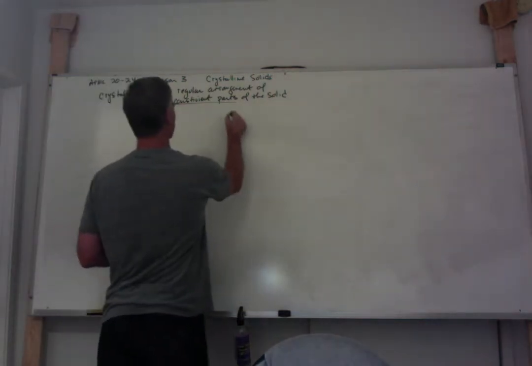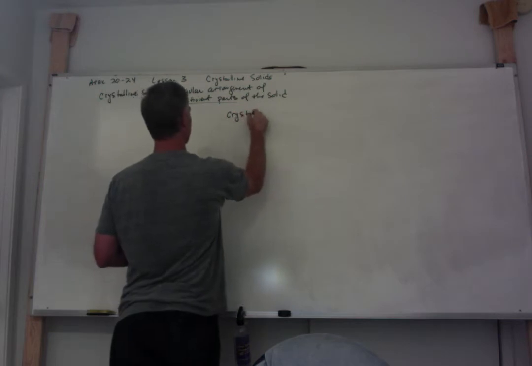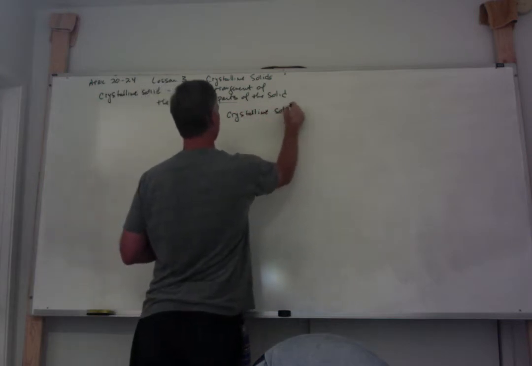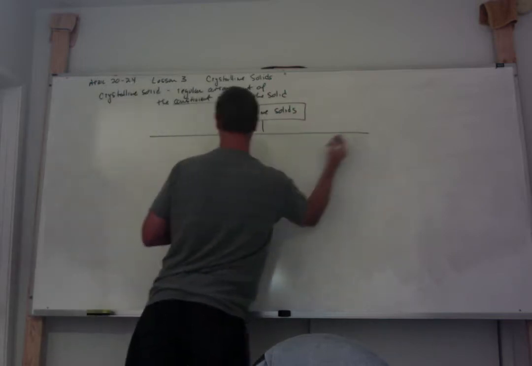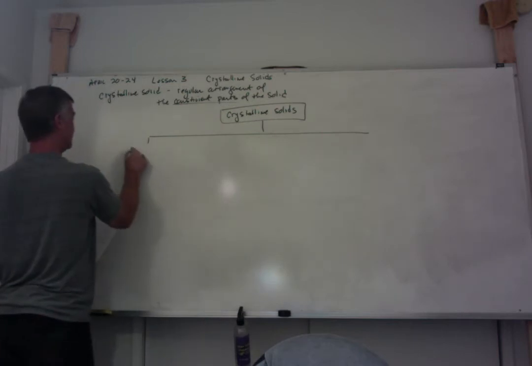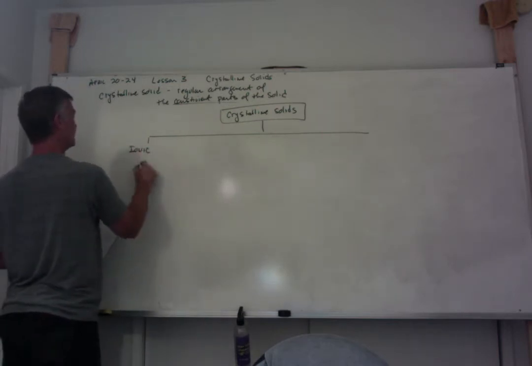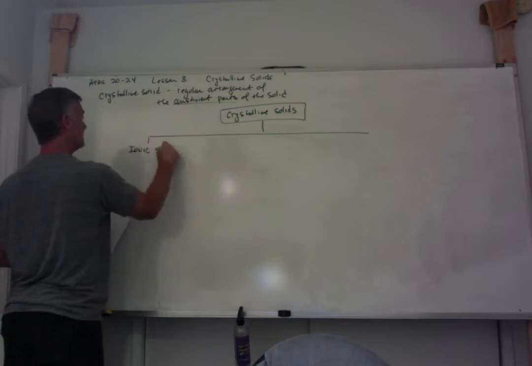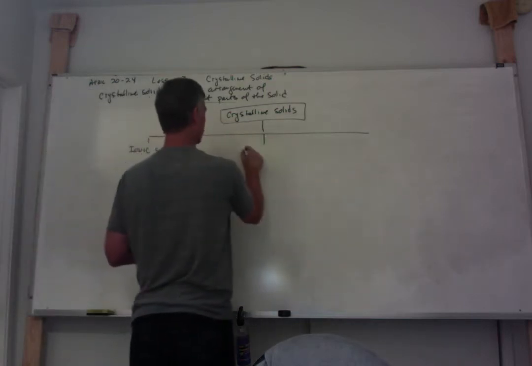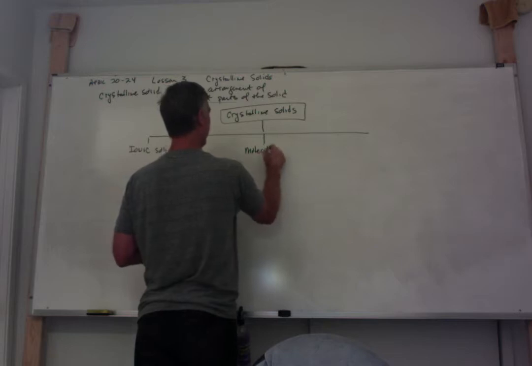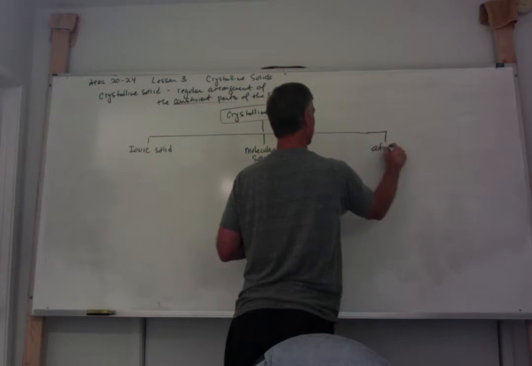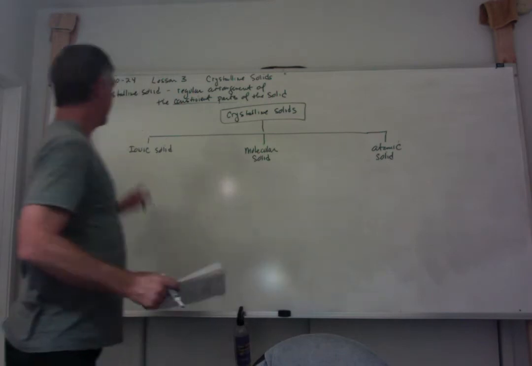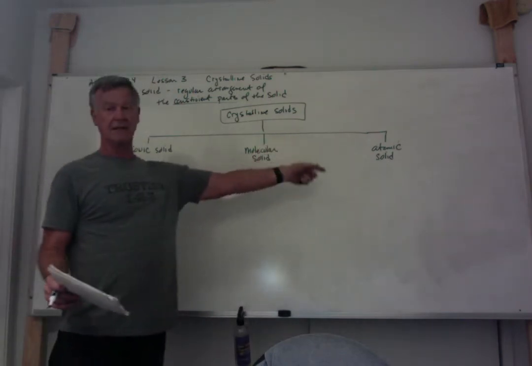So we actually can do a chart that looks like this. When we talk about crystalline solids, we can have an ionic solid, and we can have a molecular solid, and we can have an atomic solid. So ionic solid, molecular solid, and atomic solid.